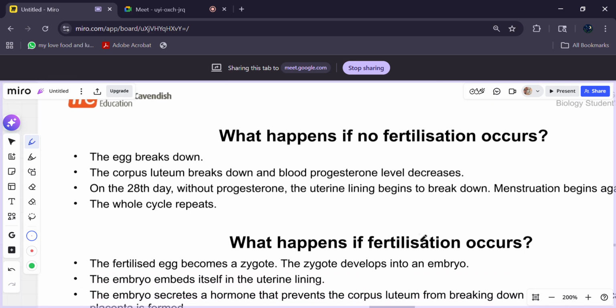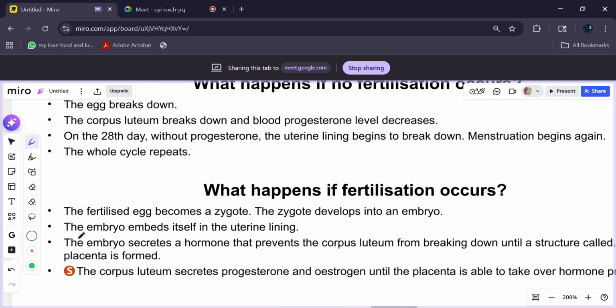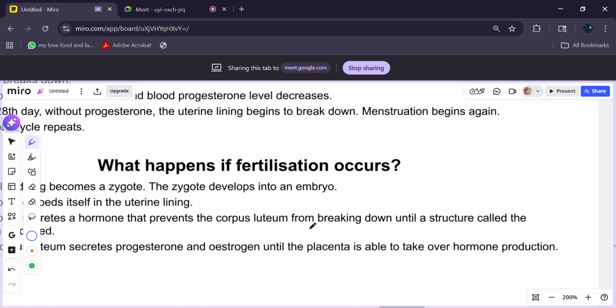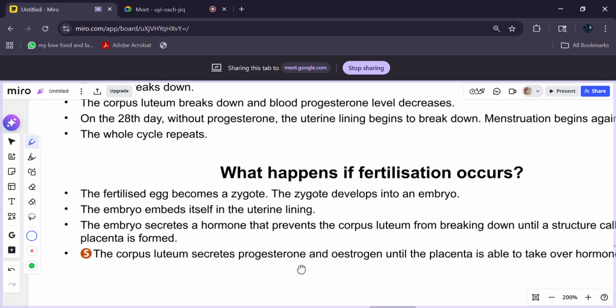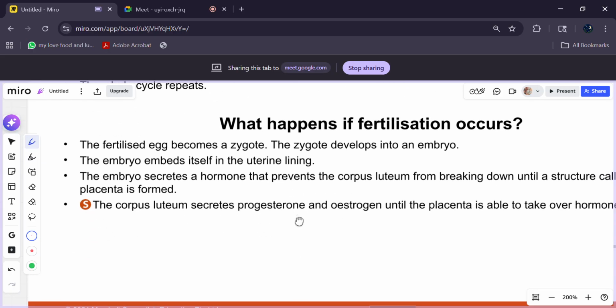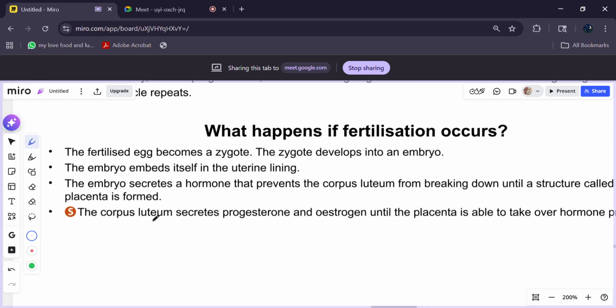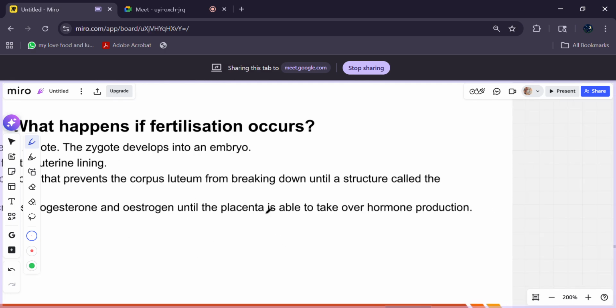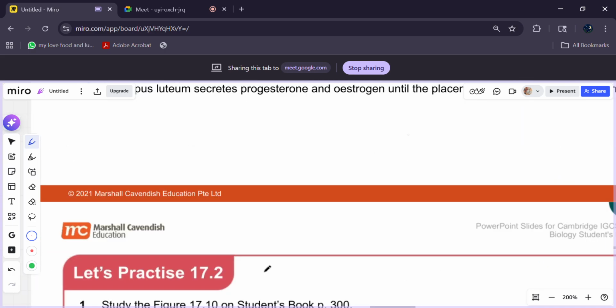So what happens if fertilization occurs? The fertilized egg becomes a zygote. The zygote develops into an embryo. The embryo embeds itself in the uterine lining, and the embryo secretes a hormone that prevents the corpus luteum from breaking down until the structure called the placenta is formed. The corpus luteum secretes progesterone until the placenta is able to take over production.